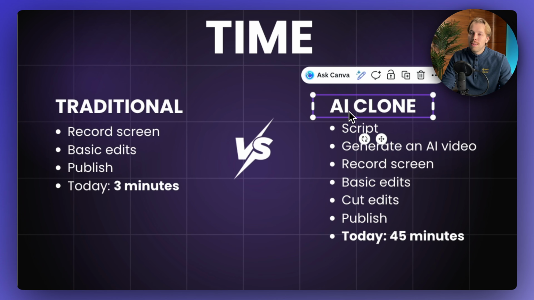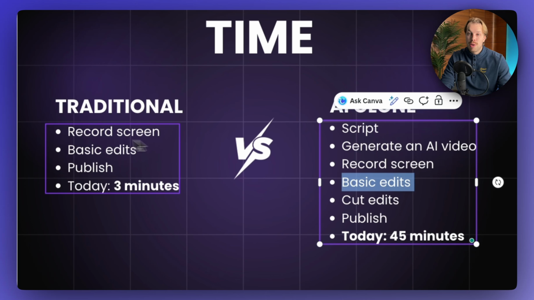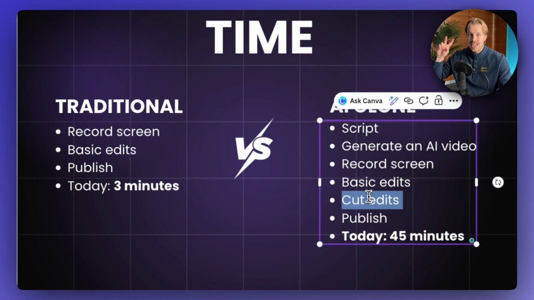Then the AI cloning thing is a much more complicated process that requires more planning. So you need to write the video script. That's already going to take a long time. Then you need to generate an AI video with a tool like Heygen. Then you have to record your screen and do the same basic screen recording edits you would do in the traditional way, but then you also have to do those cut edits, where you match the screen recording with the AI video so that everything takes place simultaneously as it should.